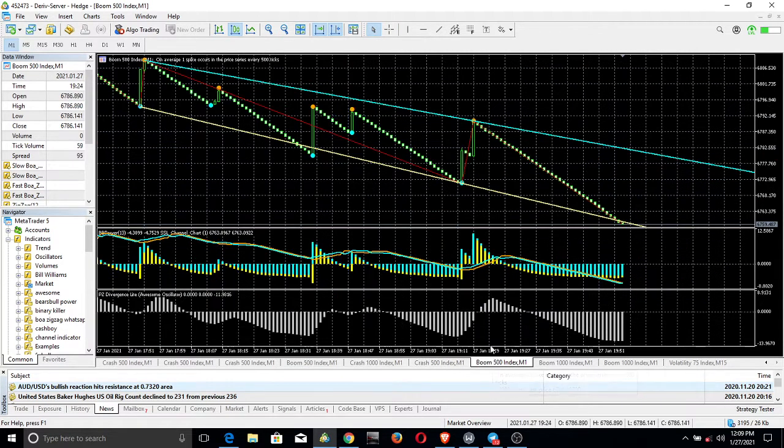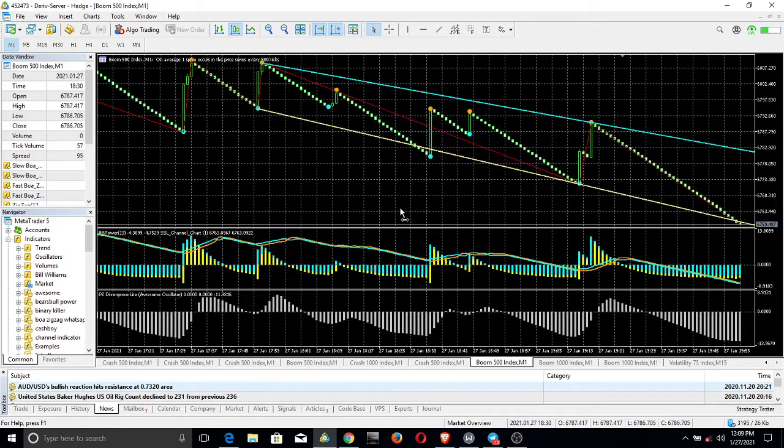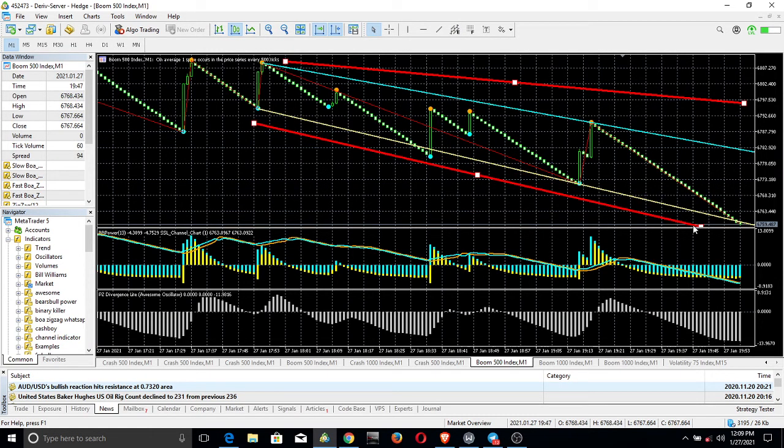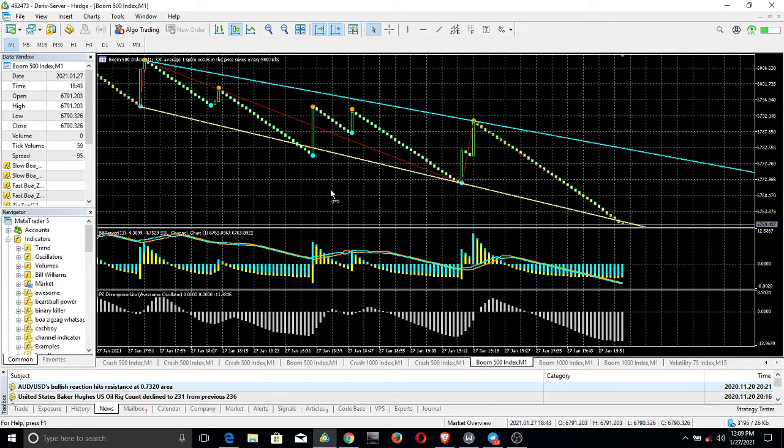Now for Boom, see the perfect channel here. The perfect one is here. See that channel has just dropped down like this. This one here is a channel. This one drawn here, the channel. See that these two are just giving you guys the channel overview, which we call the market structure. The market structure.